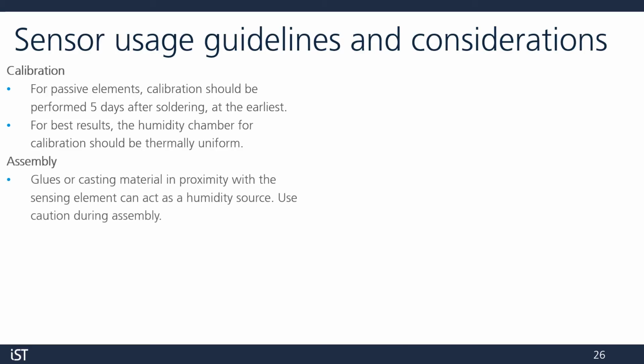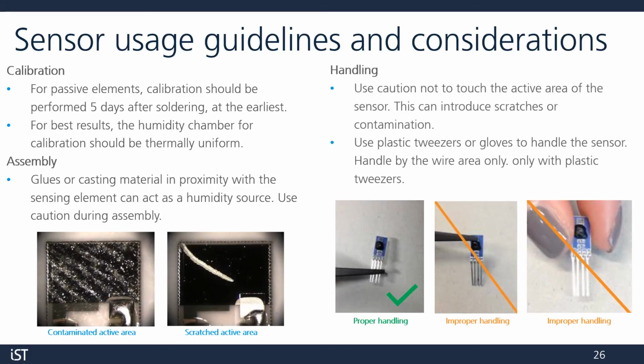Assembly. Be sure that your glues or casting materials are not too close to the sensing area. These can act as a humidity source and affect your measurements. Handling. When working with the passive elements or the HYT modules, be sure not to touch the active area of the sensor. This can introduce scratches or contamination, which can affect the sensor behavior.